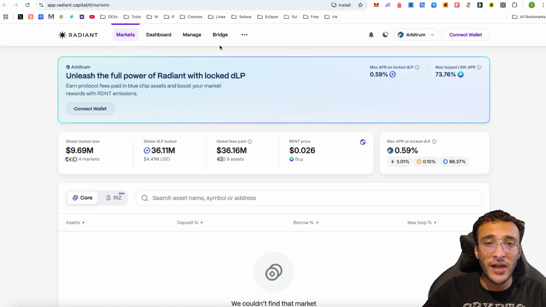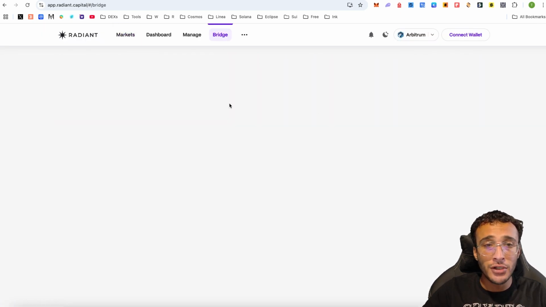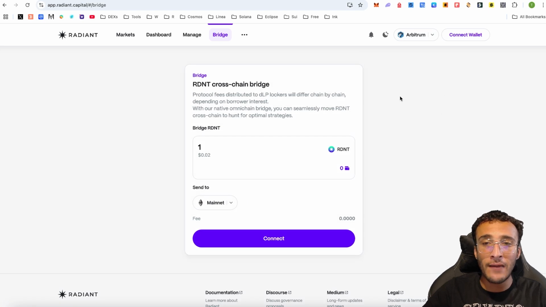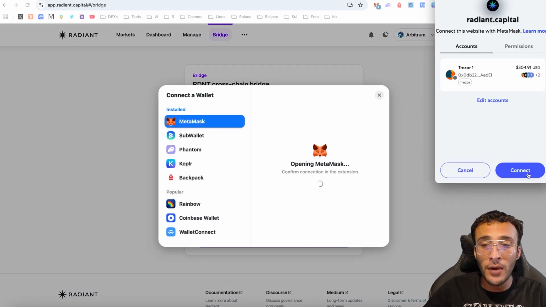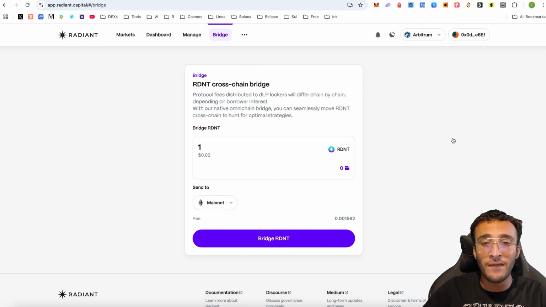What you want to do is head right up to the top and utilize the bridge. You could also utilize their markets on this platform, but I don't think it will help qualify for the airdrop. Maybe it will, maybe it won't. I don't exactly know, but I definitely know by utilizing their bridge, you're going to qualify for their airdrop.